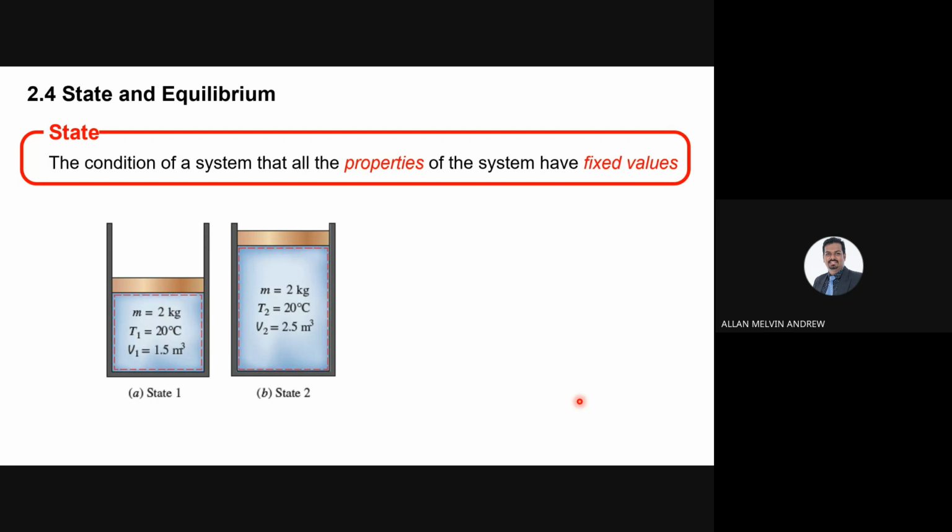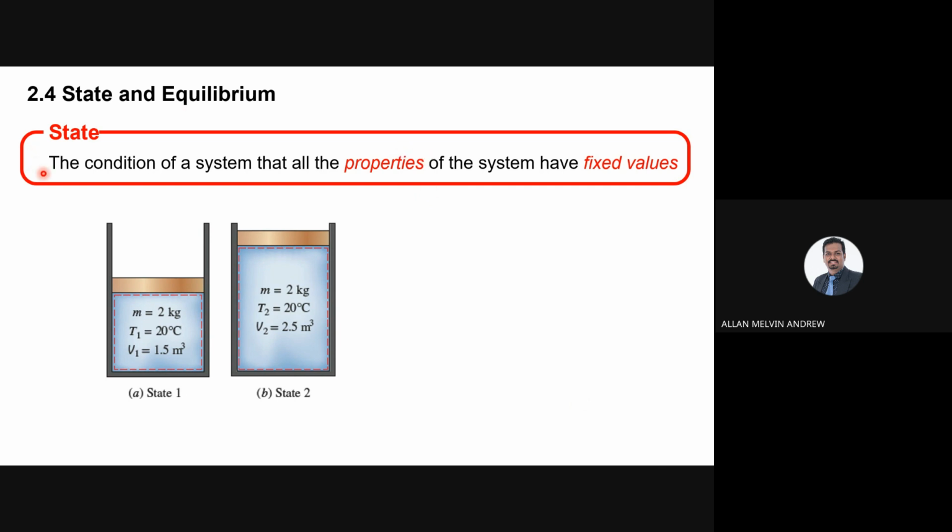Okay, good morning. So we will continue with chapter 2, part 2. Yesterday we saw the initial lectures, the initial points on thermodynamics and also the properties. Today we will continue with state and equilibrium. So 2.4. Okay, what is state?